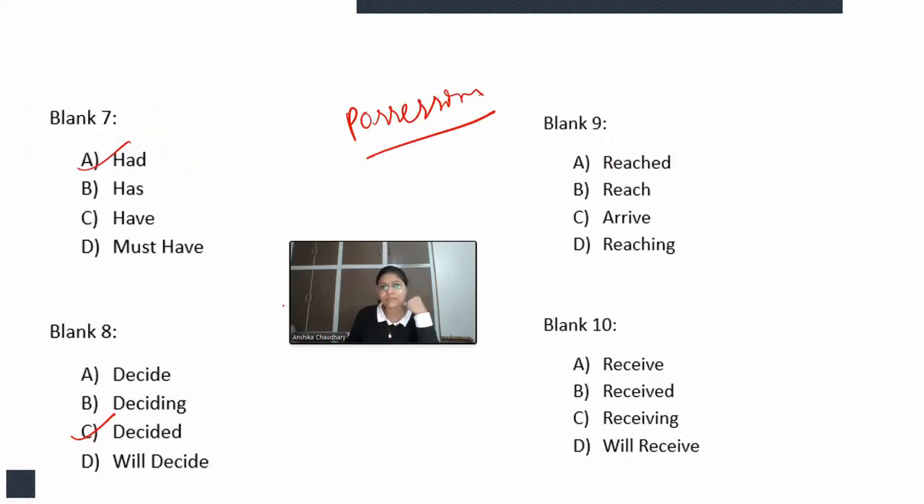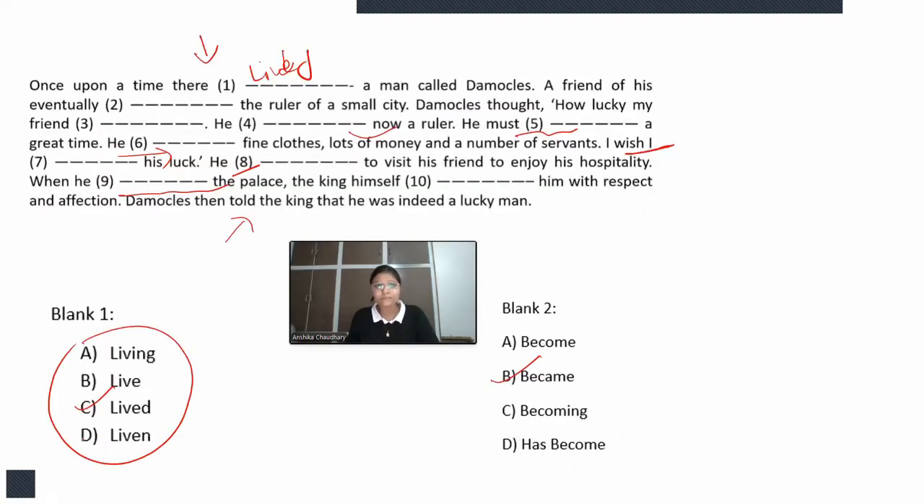The options available are: when he reached palace, reach palace, arrive, or reaching, right? So for reach, the different forms of the verb are available. So again, when he reached palace, right? Because we are talking about past, and in the sense of parallelism, we will be using the second form only. When he reached the palace, the king himself.